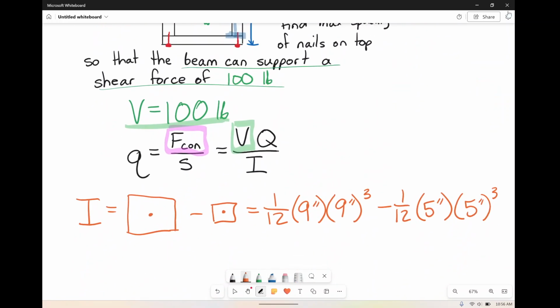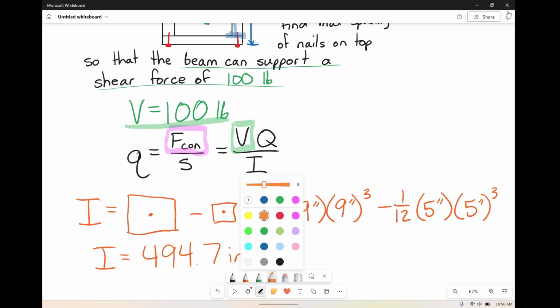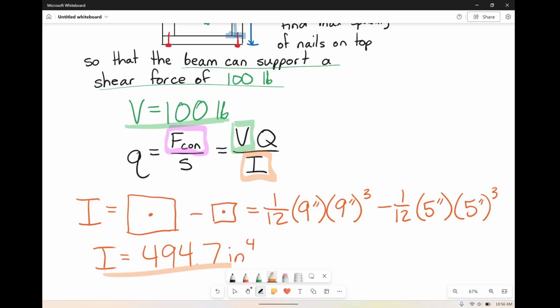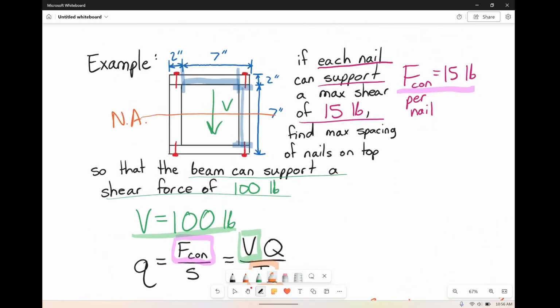So moment of inertia, in that case, really, really simple. So the moment of inertia that we're going to get for this is 494.7 inches to the fourth. So really, actually, not quite so bad. So now the question is, now that we have moment of inertia, we've got this guy now, there he is. What's Q? What is Q? I guess we'll do him in purple. So Q here is going to be in purple.